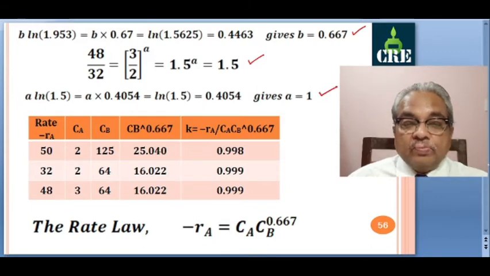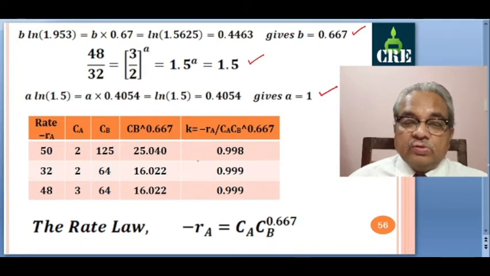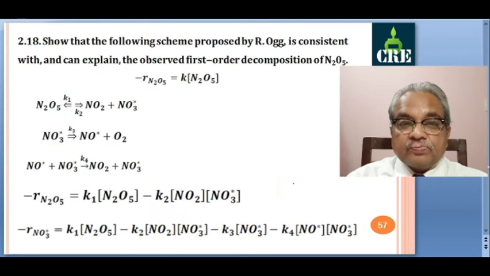So same calculations, CA, CB. So CB raised to 0.667, CA raised to 1 is CA. So minus RA by CA into CB raised to 0.667. So this K value is again approximately 1 for all 3 points. So minus RA is equal to CA raised to 1, A is 1, CB raised to 0.667.